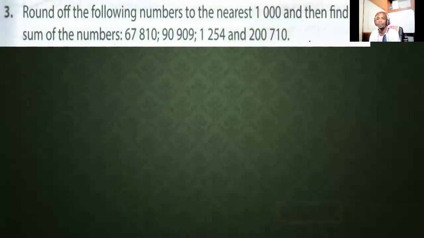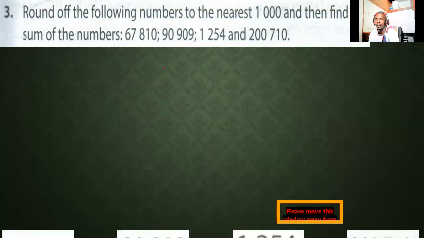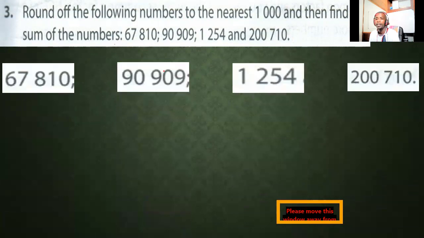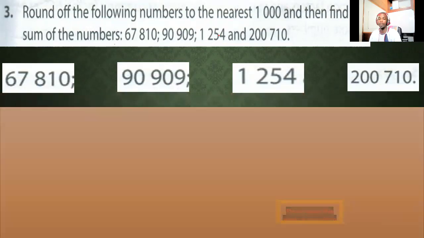Round off the following numbers. Round off the following numbers to the nearest 1,000 and then find the sum of the numbers. 6,810, 67,810, 90,909. Okay, let's see what we are supposed to be doing. We are rounding them off first to the nearest 1,000. So it means we are looking at the number which is on the place value of 100.